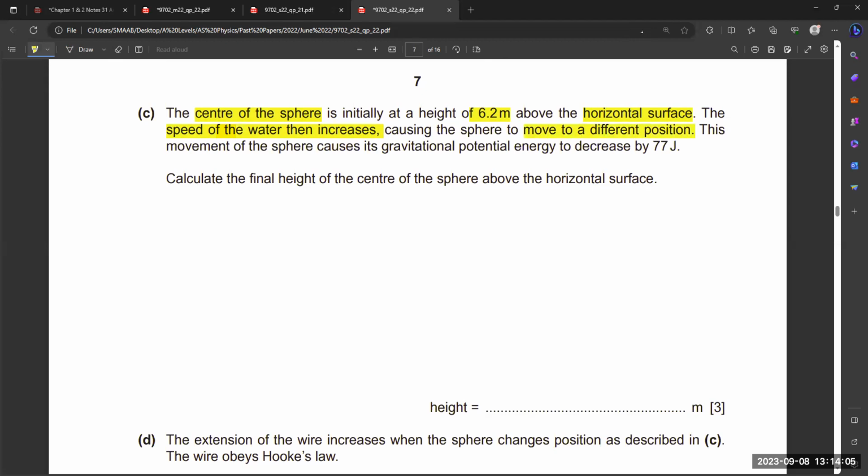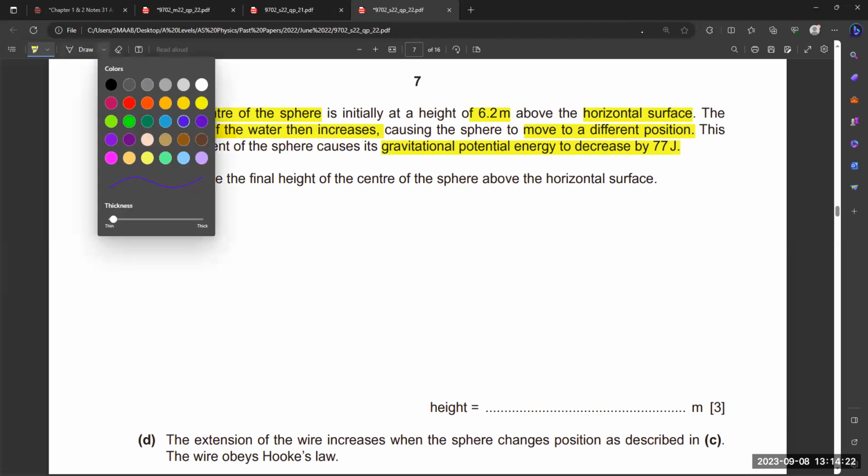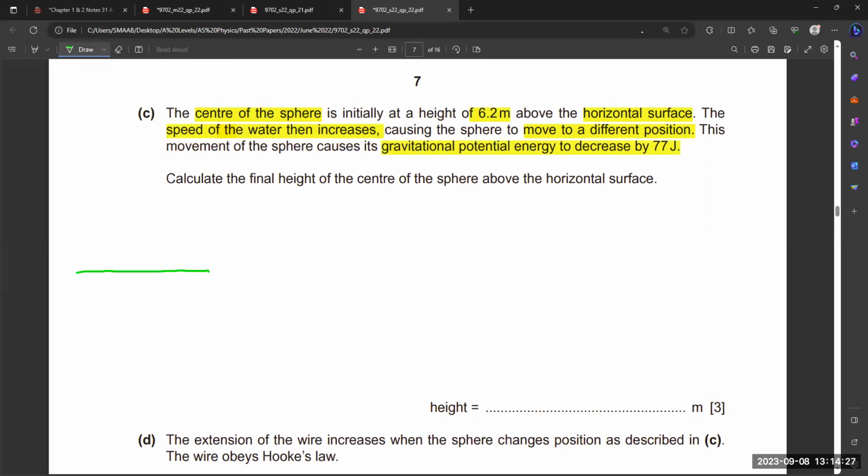This movement of the sphere causes its gravitational potential energy to decrease by 77 joules. Calculate the final height of the center of the sphere above the horizontal surface. So initially, we know that, let's suppose initially we are at a height of 6.2.